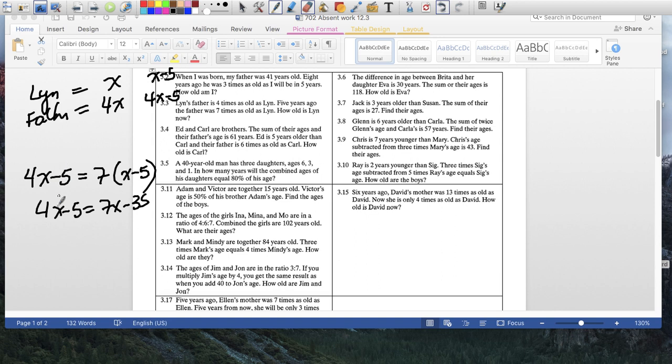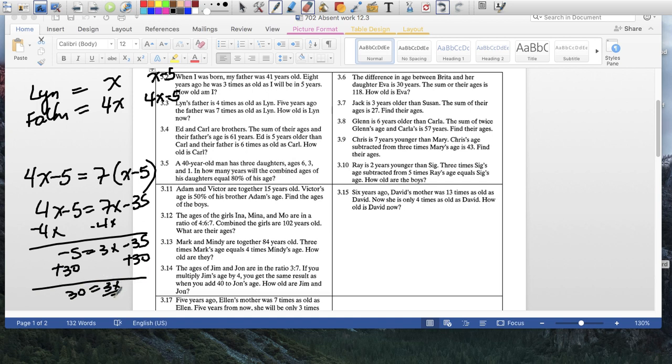We got variables on both sides, so let's get rid of this one. We're going to have minus 5 equals 3x minus 35. So we're going to add 35 to both sides, and we're going to get 30 equals 3x. Divide both sides by 3, and x equals 10. So how old is Lynn now? 10, and that would make the father 40.